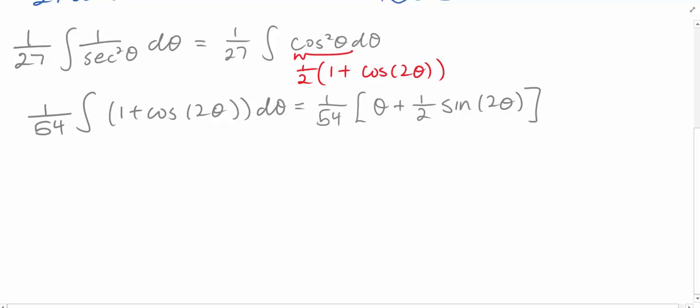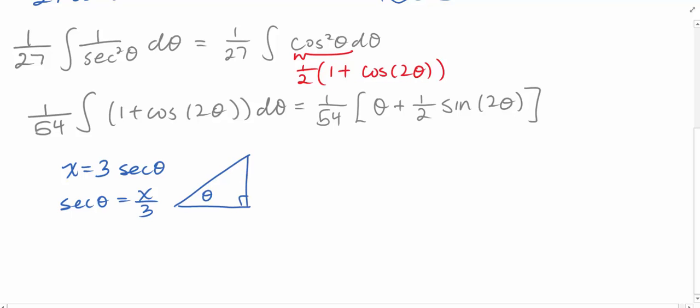Now let's think about some of the issues we have in this situation. Remember our original substitution was that x was equal to 3 secant theta, so secant theta is equal to x over 3. We can draw a triangle from that just as before. Secant, remember, is hypotenuse over adjacent. So the hypotenuse is x, adjacent is 3, and by Pythagorean, the missing side is square root of x squared minus 9. Okay, so the issue is this theta, but also the sine of 2 theta.